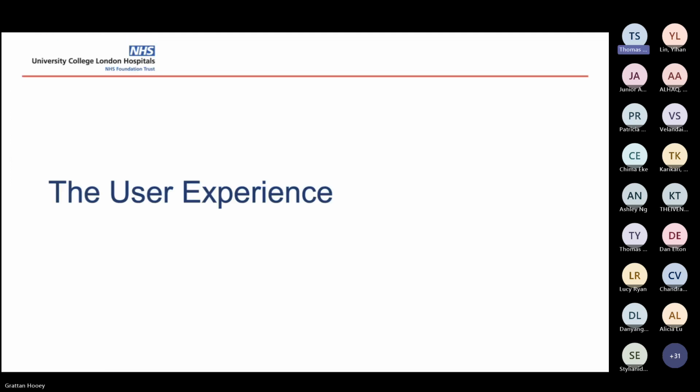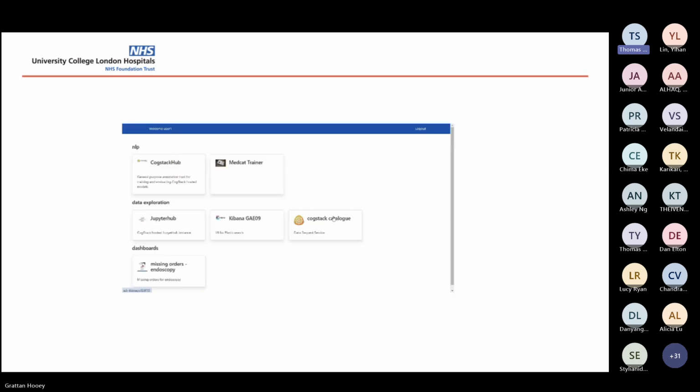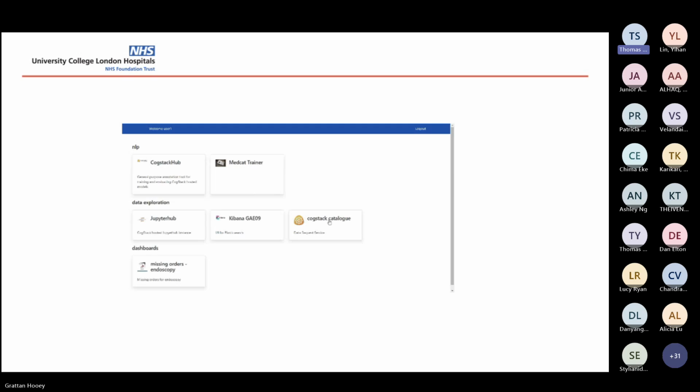I'll talk briefly about the user experience. When a clinician or a collaborator comes, what are they looking at when they're working with us? We have a type of launchpad gateway to the app, so people can sign up, log in, and once they've logged in, they have access to a range of services. On the top, you're seeing the UIs for training the models. You have a couple of applications for interacting with the data.